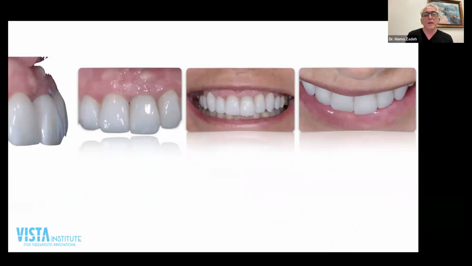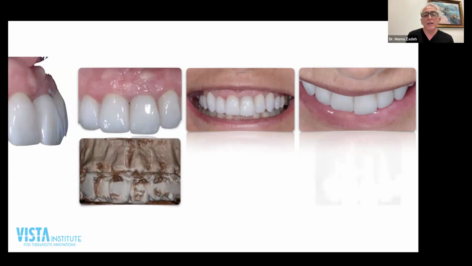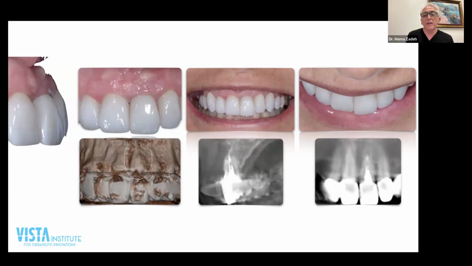Here's a patient with a high aesthetic demand. She has veneers and crowns on all her maxillary teeth. And one of those teeth, tooth number 9, has to be extracted due to an endodontic lesion around the area. You can see that there's apical resorption of the root. I'll illustrate to you how we manage this patient.